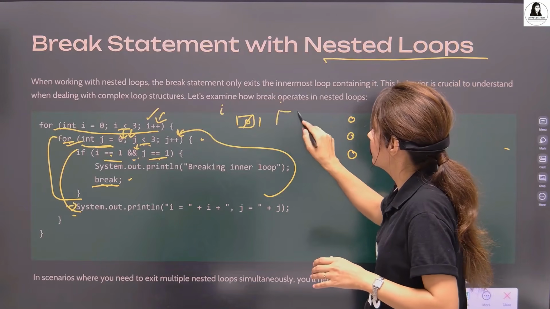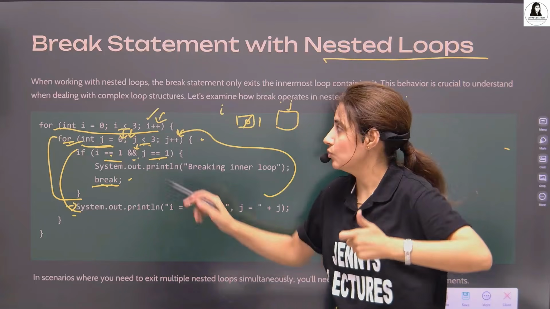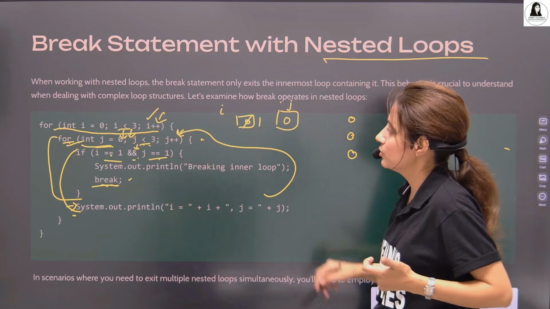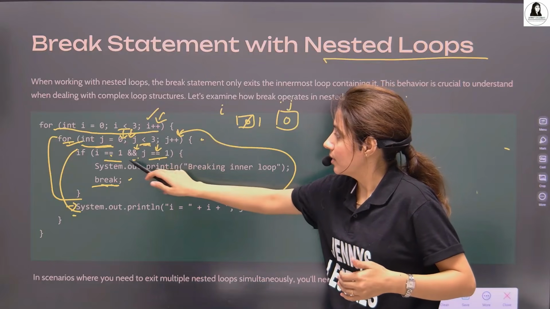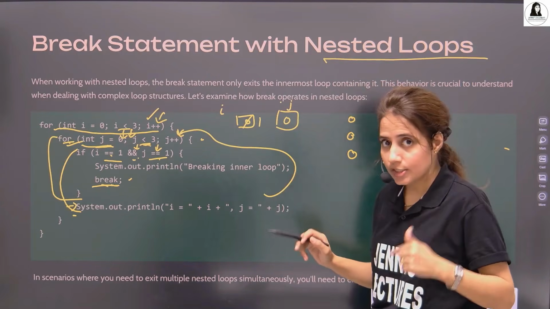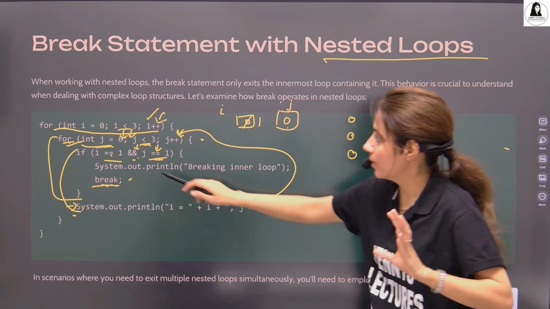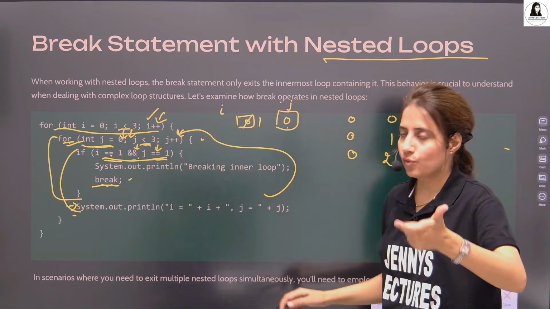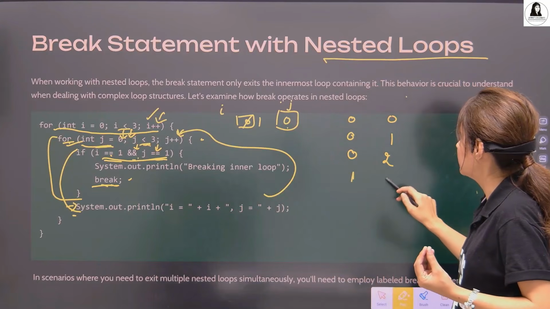So now for the second iteration of the outer loop, j again becomes 0. Is this condition true? Yes. Enter here. i equal to 1, yes, this condition is true, and j equal to 1, but this condition is not true. So the complete condition will give you false, means this is not true. We will not enter here and we will simply print 1 and 0, the i and j values.